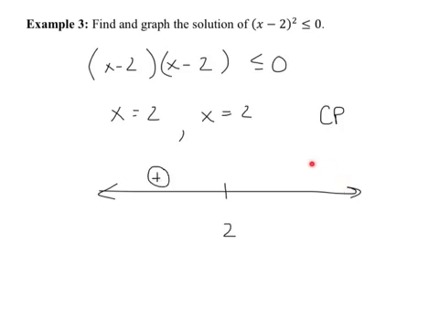Then I go ahead and I plug in a point over here. Let's try a point like 4. 4 minus 2, 4 minus 2. Well, that's 2 times 2. Positive, positive is still positive. So it seems that both regions are positive here.